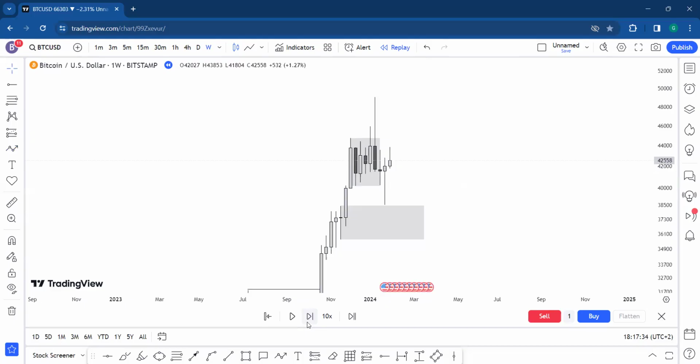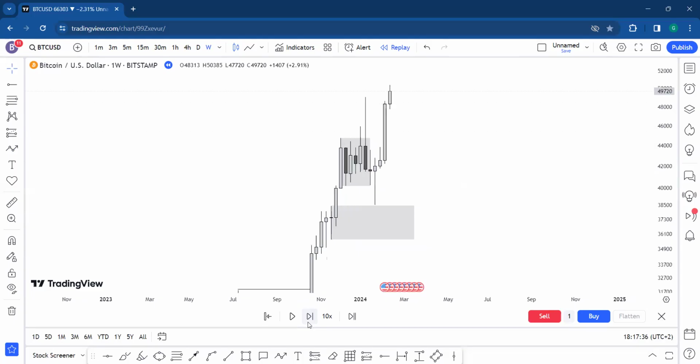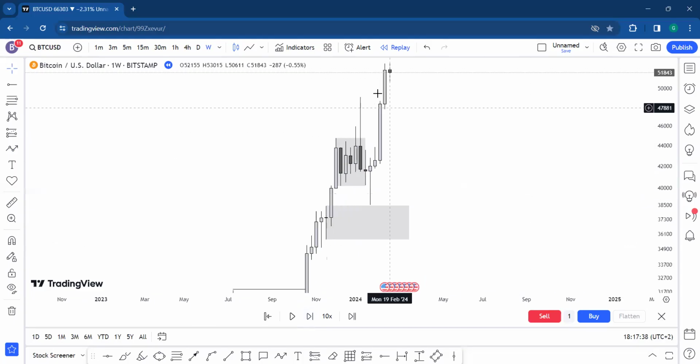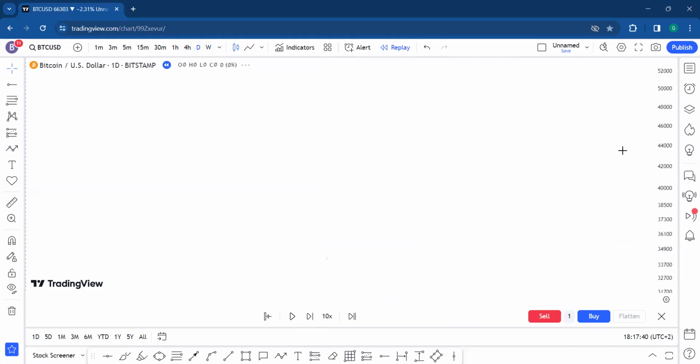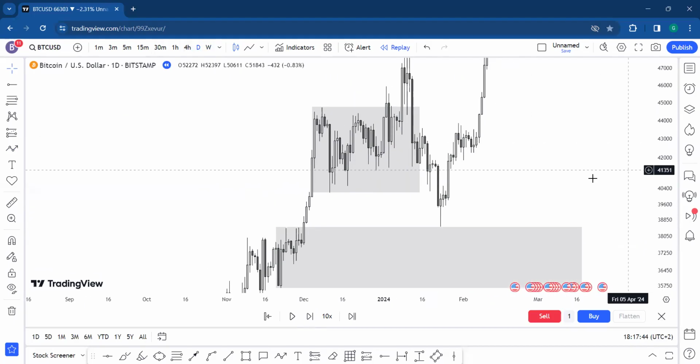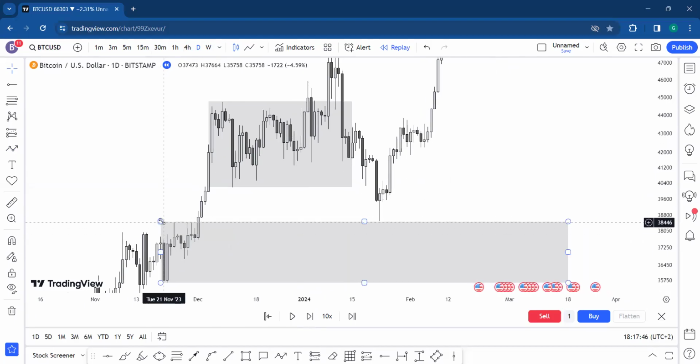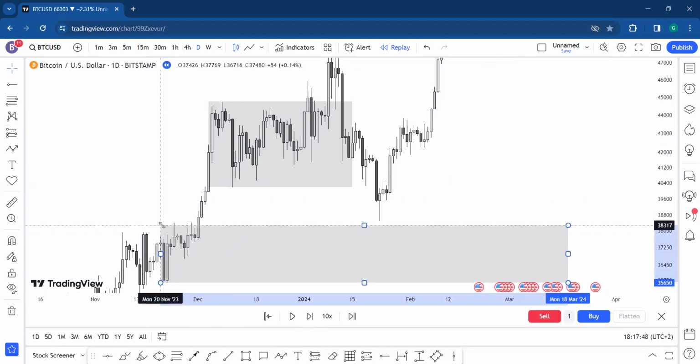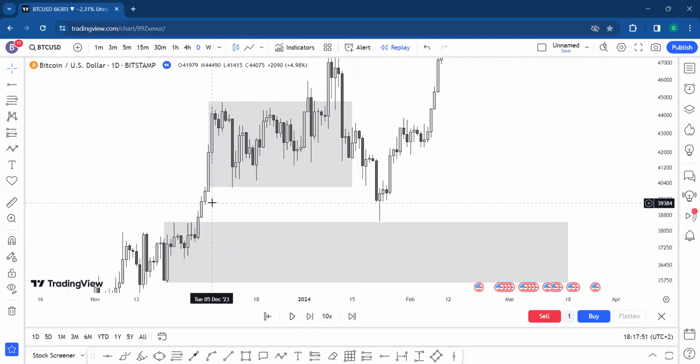Did it hit that level? Let's see. I don't know if it did hit. Yeah, it did hit. Let's go on the daily. But usually it was supposed to actually hit into this, with all honesty. So if price didn't hit into this, guys, as strict as we are, we don't take levels like that that reacted out of nowhere. You get what I'm saying? We don't just take levels that reacted out of nowhere.